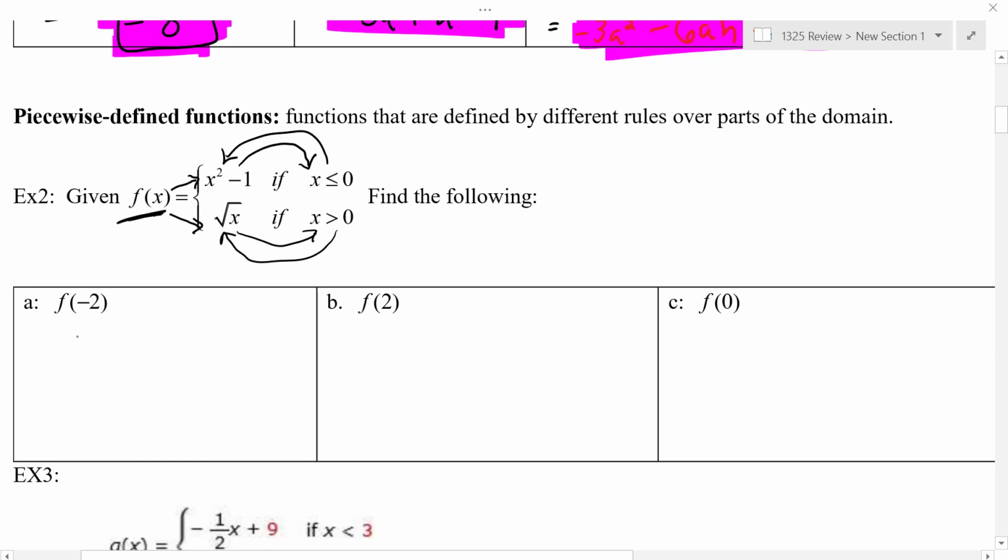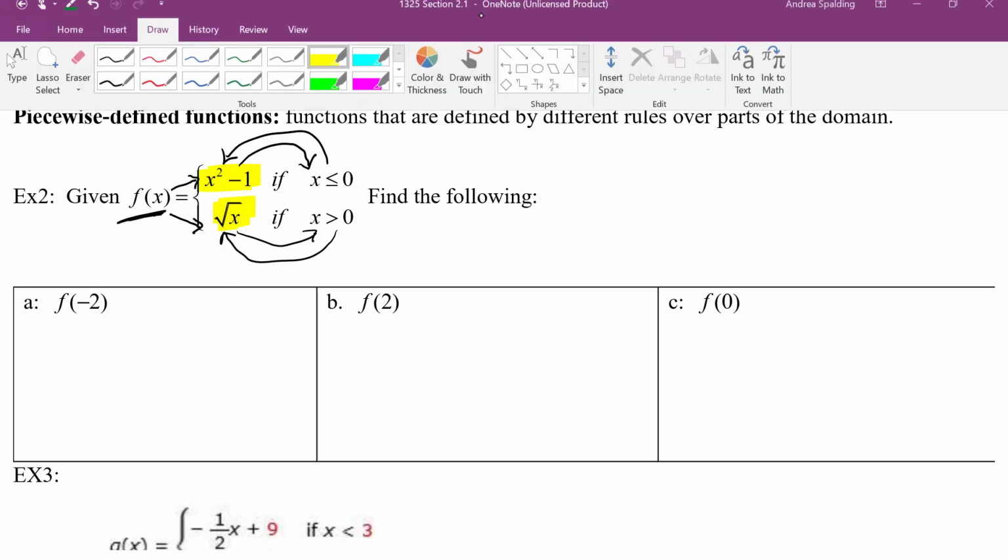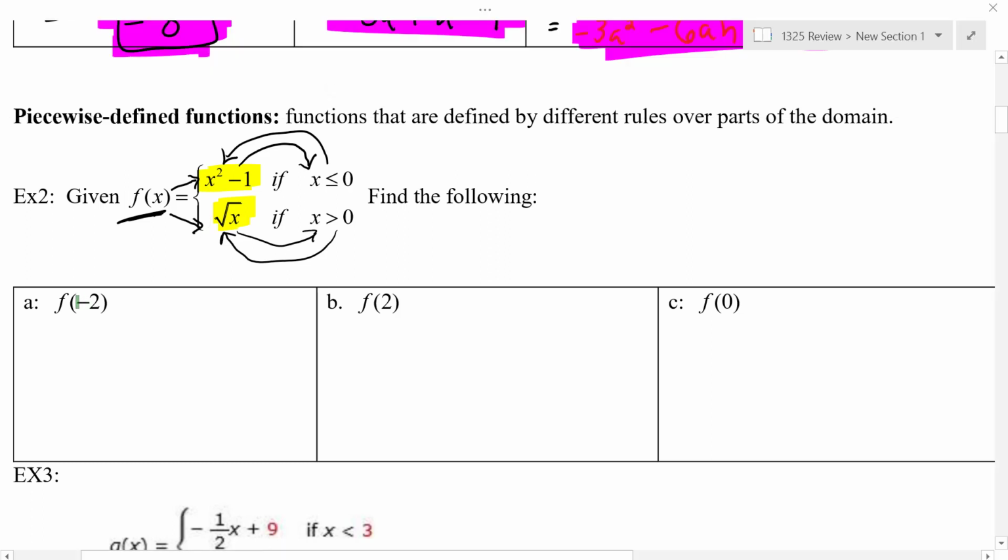So for part A, we have f of negative 2. So we have to decide, are we going to use the top equation or are we going to use the bottom equation? Well, that all depends on the x value that is given inside of the parentheses next to that function name f. So here we have a negative 2. Does negative 2 fit into the top requirement or the bottom requirement for those restricted domains?